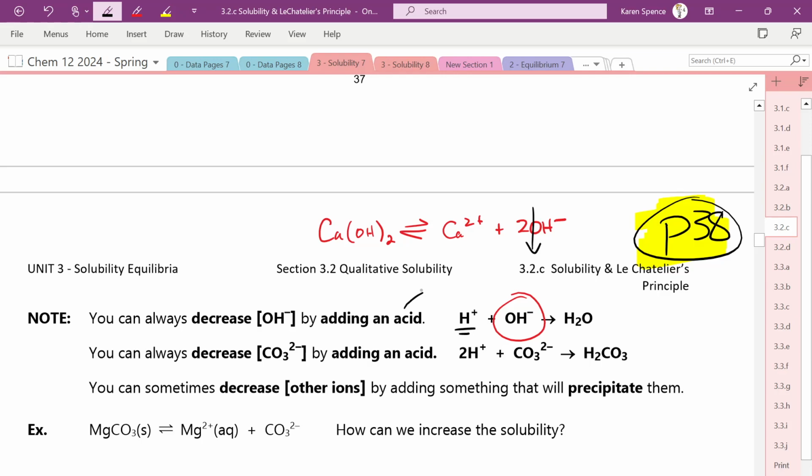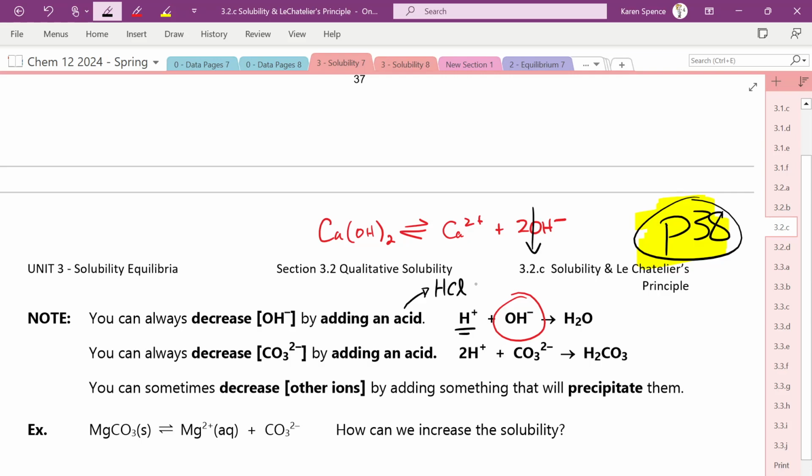For example, what would be a good example of an acid? HCl. Always nice. You could choose HNO3. HNO3 would also be a good choice.